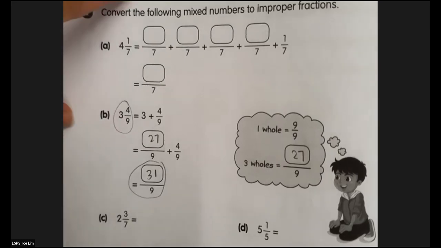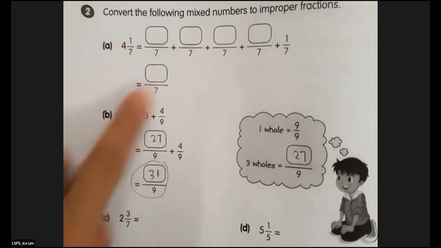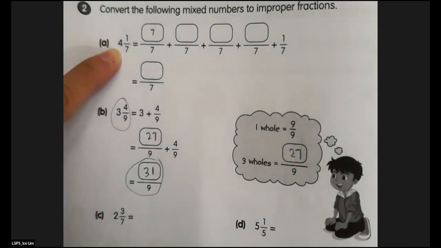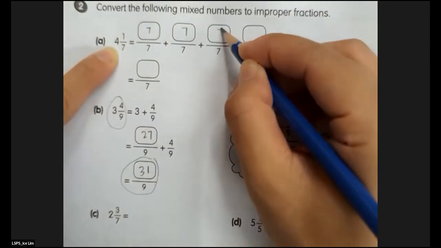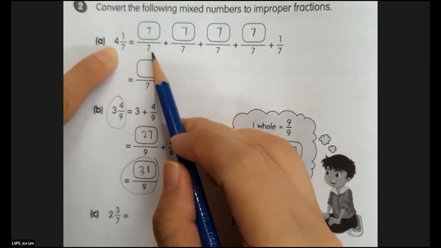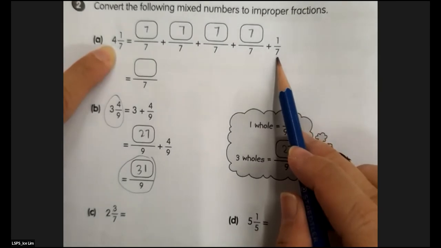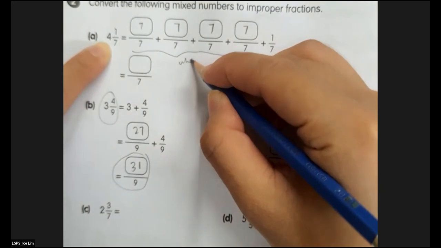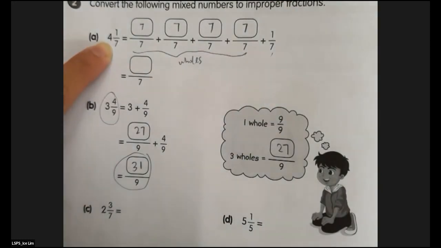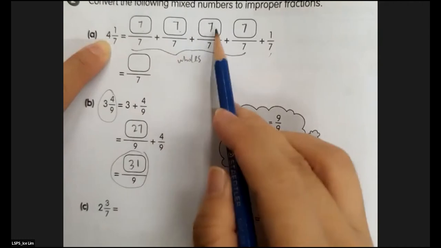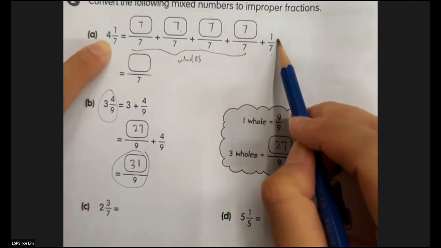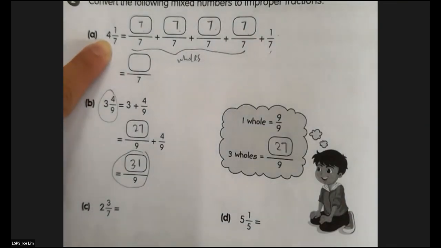So actually what it meant was I add up the possible numerators. I've got 4 wholes and 1/7. So I have 4 wholes, which means I have 4 of the 7 sevens plus the fraction part. So this one was the whole number part. Add up the numerators: 7, 7, 7, 7, so 7 times 4 is 28. 28 plus the 1 extra, 29 sevens. Is that okay, everybody?